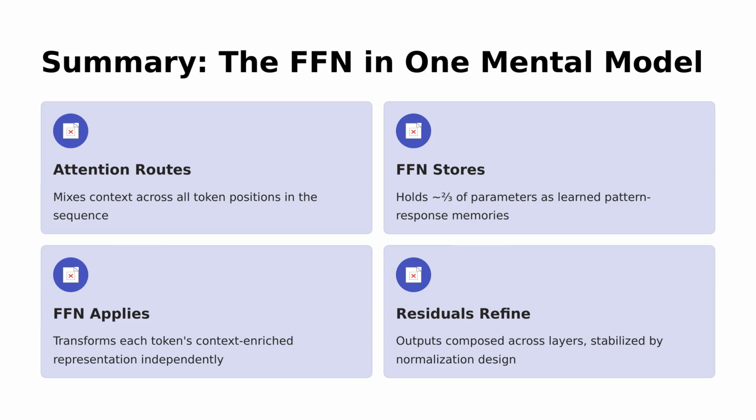Here's the mental model to keep in mind. Attention is the routing system, mixing information across all token positions so each token gets context. The feed-forward network is the storage and response system, holding most of the model's parameters as learned pattern memories. It then transforms each token independently using that enriched representation. Across layers, residual connections and normalization keep those updates stable, so the model can steadily refine its output.